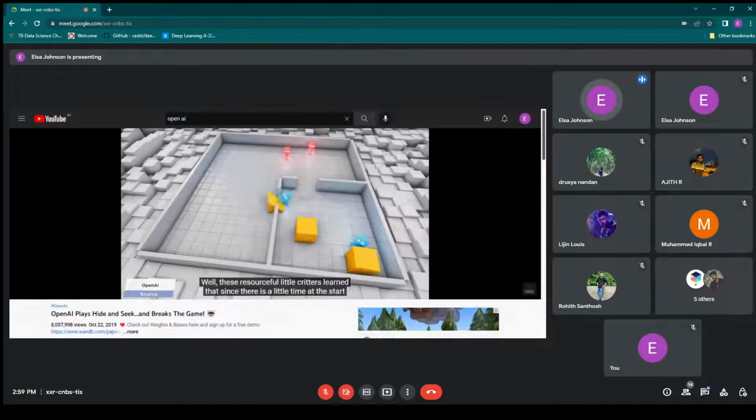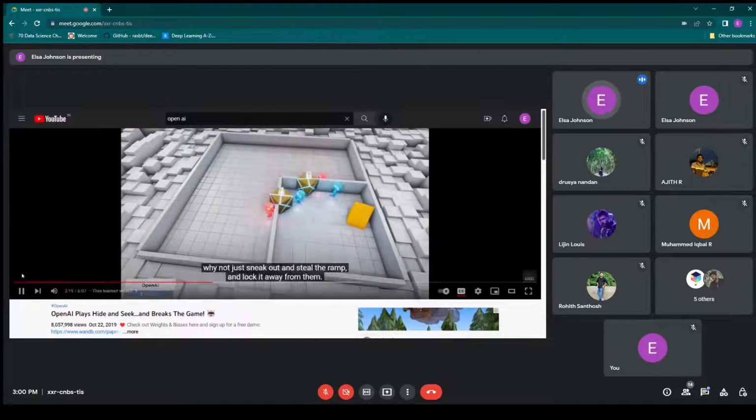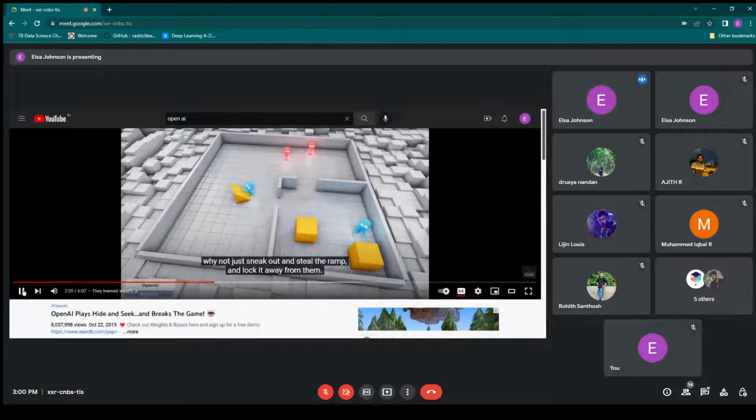Well, these resourceful little critters learned that since there is a little time at the start of the game when the seekers are frozen, apparently during this time they cannot see them, so why not just sneak out, steal the ramp, and lock it away from them? Absolutely.